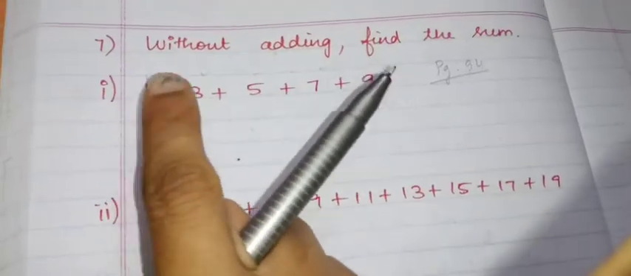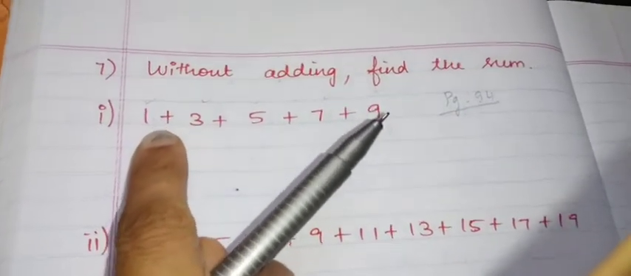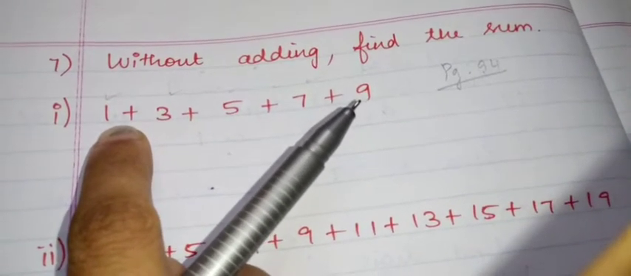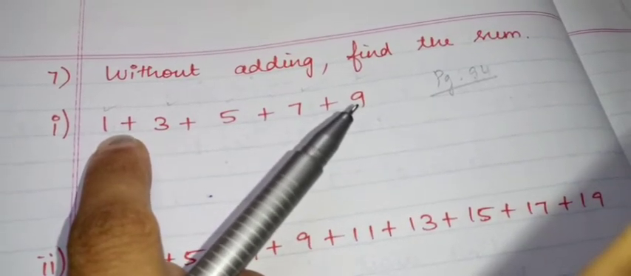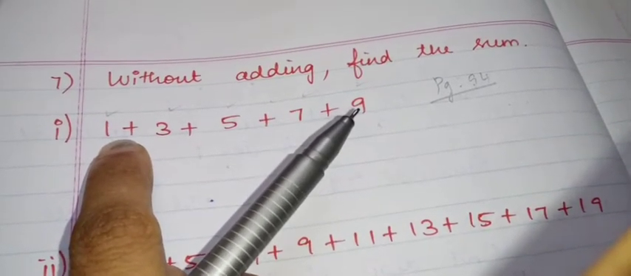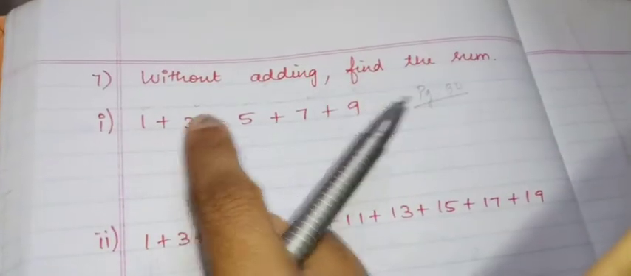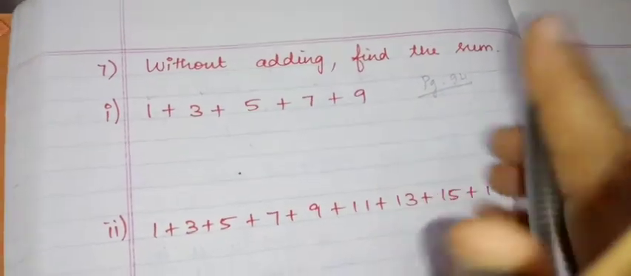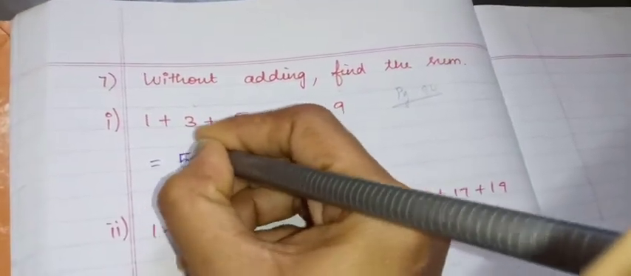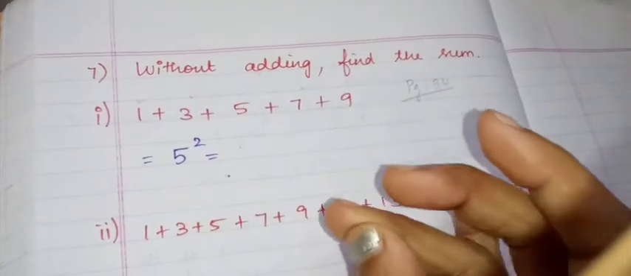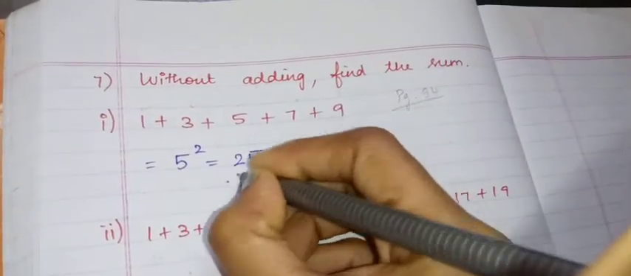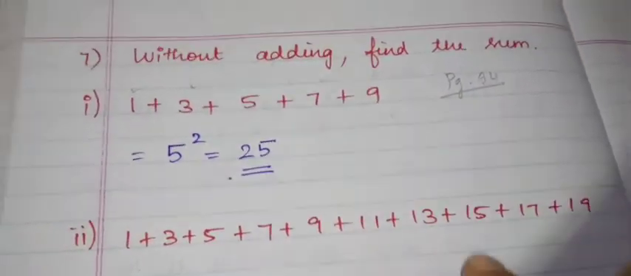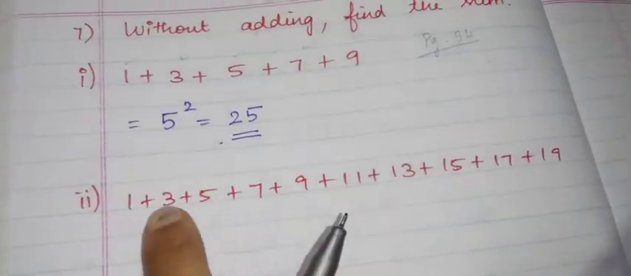When you add the first odd number, it will be 1 square. If you add the first 2 odd numbers, it is 2 square. 3 odd numbers, 3 square. 4 odd numbers, 4 square. 5 odd numbers, it is 5 square. 1, 2, 3, 4, 5. So I have added the first 5 odd numbers. So the answer is 5 square. 5 square is what? 5 5s are 25. So what is the sum of these values? Answer is 25.